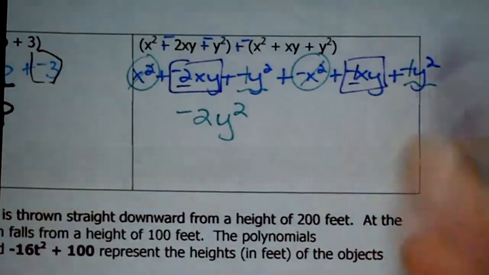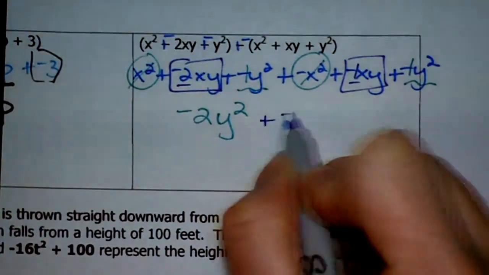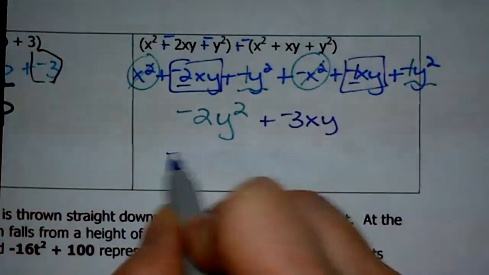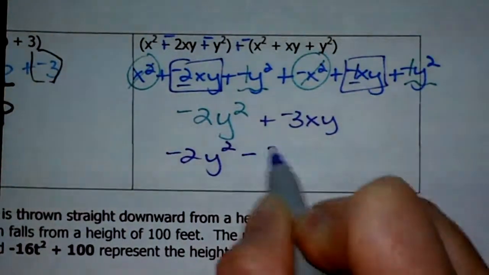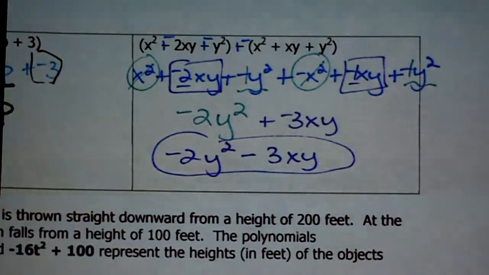So again, I'm going to add up their coefficients. Negative 2 plus negative 1, that's negative 3. So negative 3xy. And again, just remember, the very best way to write this would be that. Either one is correct, though. They have the same value.